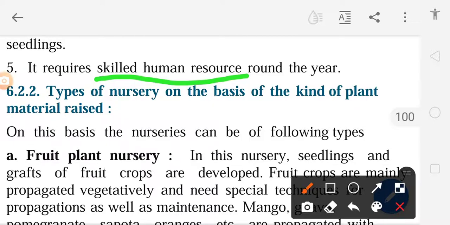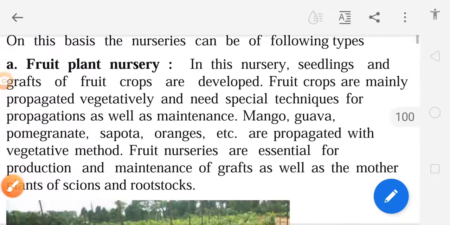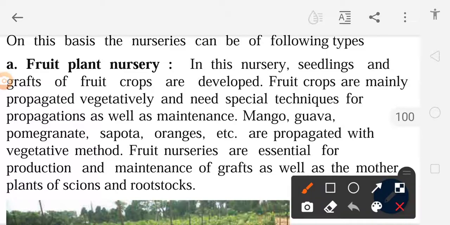Now another kind of nurseries, on the basis of the kind of plant material raised, meaning what kind of material we raise in the nursery. For example, a fruit plant nursery. This fruit plant nursery is exclusively for producing seedlings or grafts of fruit plants. They are propagated vegetatively. The fruit plants which are propagated vegetatively can be maintained, for example mango, guava, pomegranate, sapota, orange, etc.